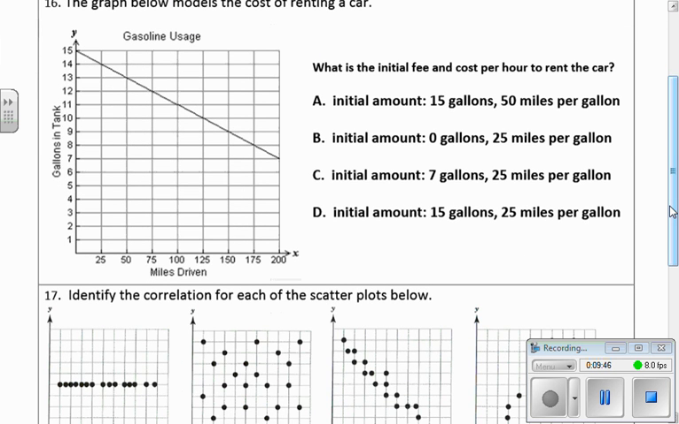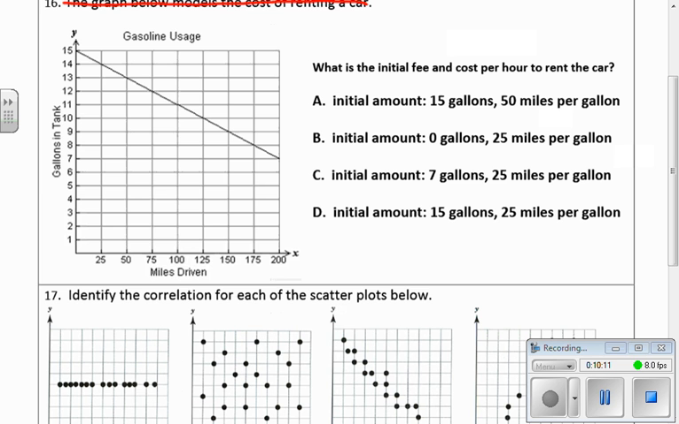The graph below models the cost of renting a car. No, that's not true. That must be an old question. So the graph clearly shows how many gallons are in a tank of gas and how many miles you've driven. So just looking at the graph, I can see that the more miles you drive, the less gas that's in it, which makes perfect sense because as you drive, you use gas.